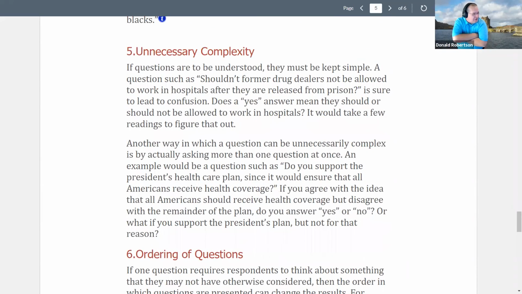Next one is called unnecessary complexity. Don't make your question so long and convoluted that people don't even know what they're saying yes to. So here's an example. Shouldn't former drug dealers not be allowed to work in hospitals after they are released from prison? Isn't there a couple of double negatives floating about there? So I'm not sure if I say yes, what I'm saying yes to, or if I say no, what I'm saying no to. Do you see, the question is so badly worded, you're not sure what you're answering. Does that make sense?